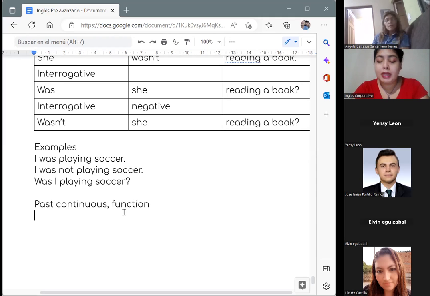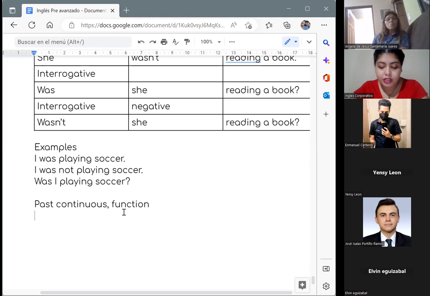And in this case, the past continuous describes actions or events in a time before now, which began in the past and was still going on at the time of speaking. In other words, it expresses an unfinished or incomplete action in the past. So the difference between the simple past and the past continuous is that we are going to use this structure for actions that begin in the past, but they didn't finish at that time. In that case, they are like actions that are happening in this moment when we are talking.